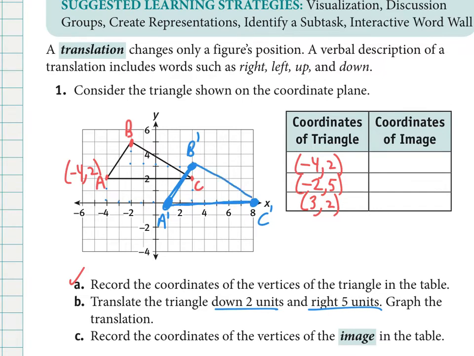And let's see what happened with the coordinates now. Okay, we're going to do the coordinates of the image. So we've moved it, okay? A prime is over here. Its x value is 1 and its y value is 0. Okay, B prime up here has an x value of 3 and a y value of 3. And point C prime is over at 8, 0. Okay, so we did record the coordinates of the image.